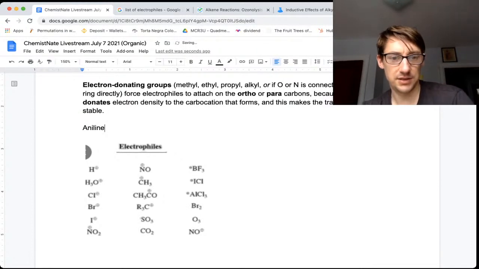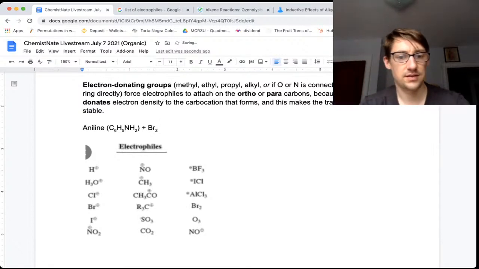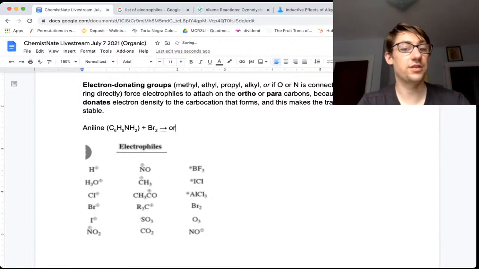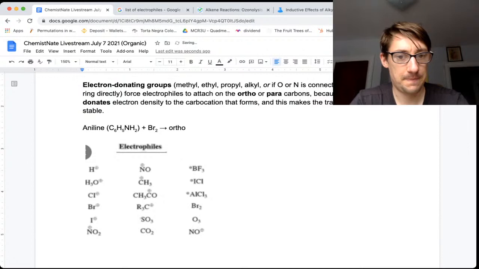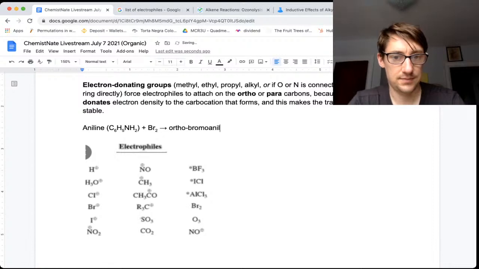So, aniline, which I believe is a benzene ring with an NH2 group on it, plus Br2, will either give you ortho bromoaniline or para bromoaniline.